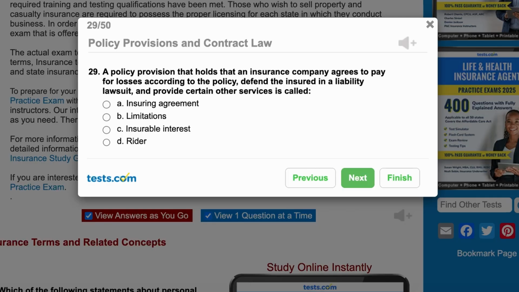Question 29. A policy provision that holds that an insurance company agrees to pay for losses according to the policy, defend the insured in a liability lawsuit, and provide certain other services is called A. Insuring agreement, B. Limitations, C. Insurable interest, D. Rider.